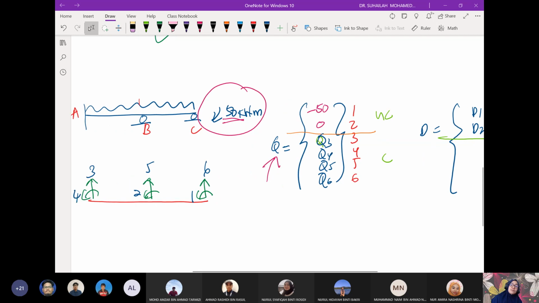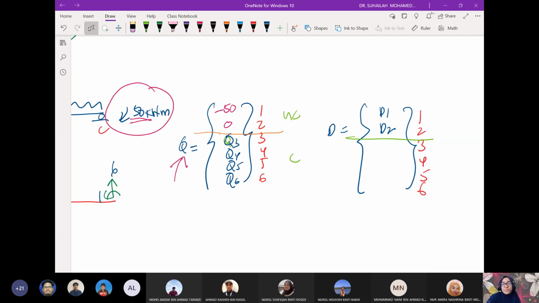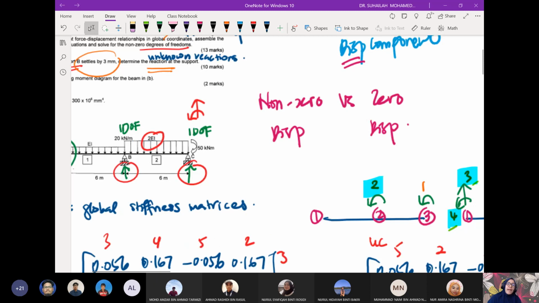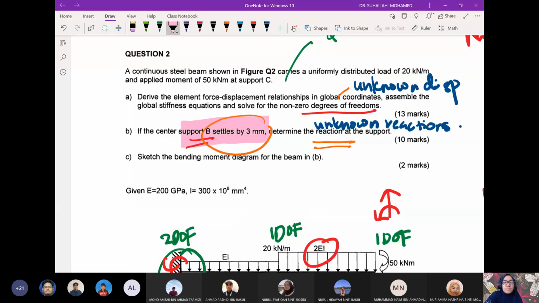Okay, D. At a support, the displacement is zero. Right? Except when there is settlement. Without settlement, when there is no settlement given in the question, all displacements are zero. In this case, are all zero, or is there one that has a value? Which one has a value? At B. It has been written. Where is the position written? It is written at B.